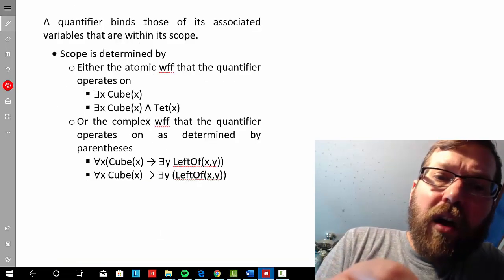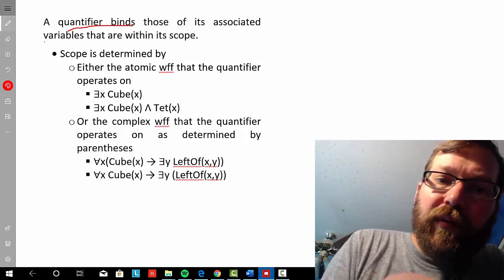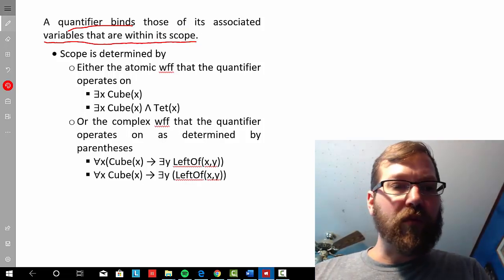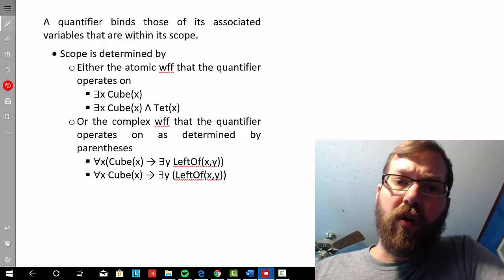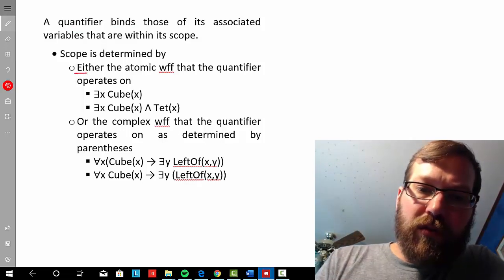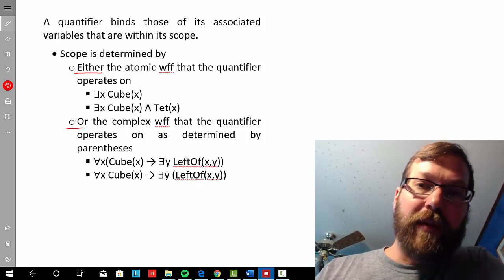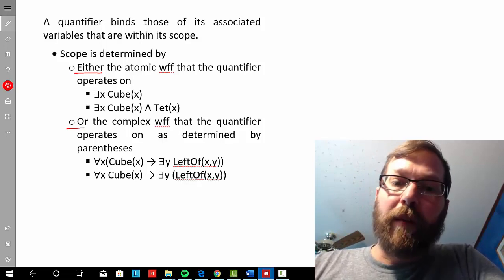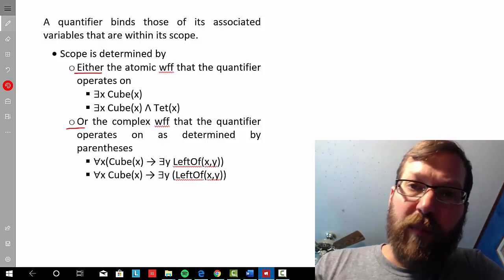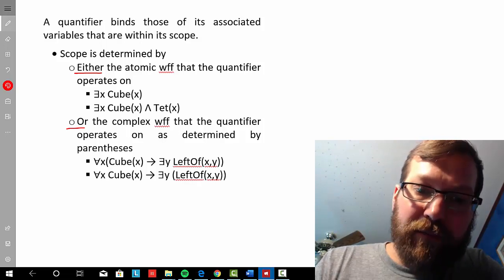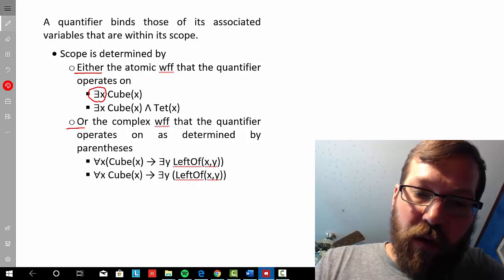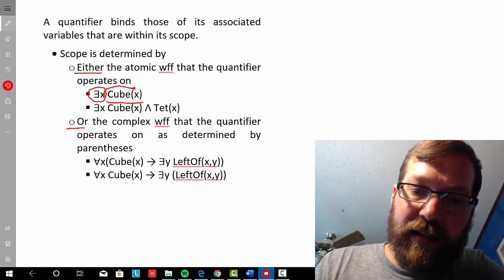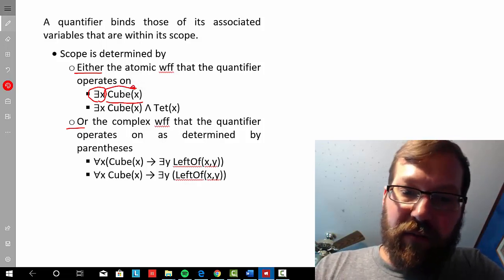All right, so let's talk about the concept of a quantifier binding variables within its scope. So let's start off with the idea of the scope of a quantifier. The scope of a quantifier is going to be determined in a couple of ways. Either it's operating merely on an atomic well-formed formula, in which case the scope ends at that well-formed formula. So this quantifier here is operating on this atomic well-formed formula, and it's succeeding to bind this variable.